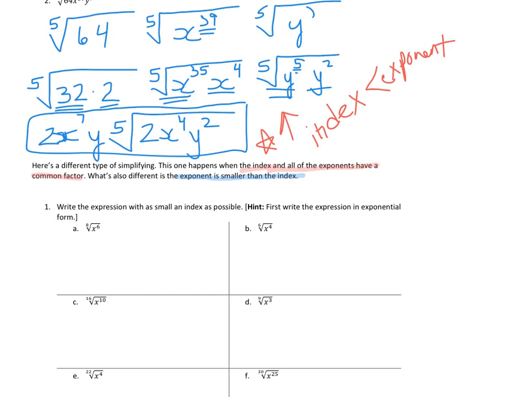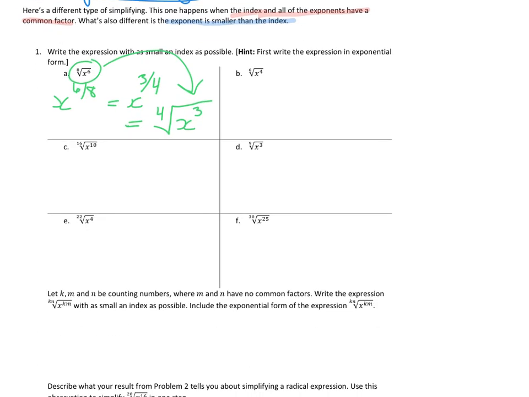So let's look at this first example. Let's rewrite it in exponential form. And now 6 to the 8, we can take out that factor of 2. And then let's give it back exponential form. So now it's the fourth root, the index is the denominator, of x cubed. Essentially, going from here to here, we take out the common factor. Let's go ahead and push pause and do these examples on our own.